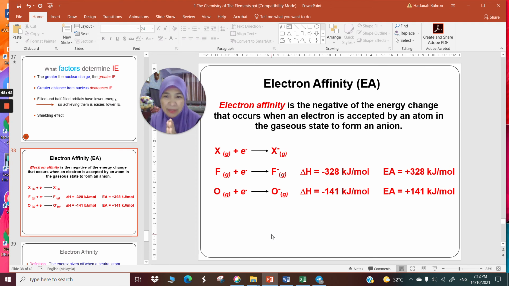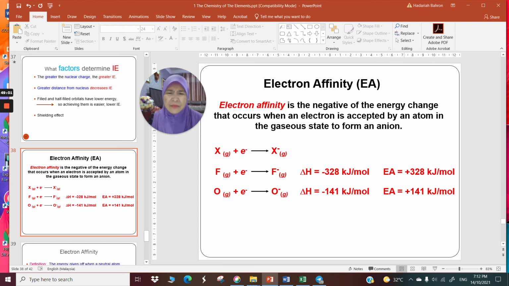Now, the last topic in this lecture; I'm at 48 minutes. It's not going to take me long. Electron affinity. Electron affinity is the negative of the energy change that occurs when an electron is accepted by an atom in the gaseous state to form an anion.